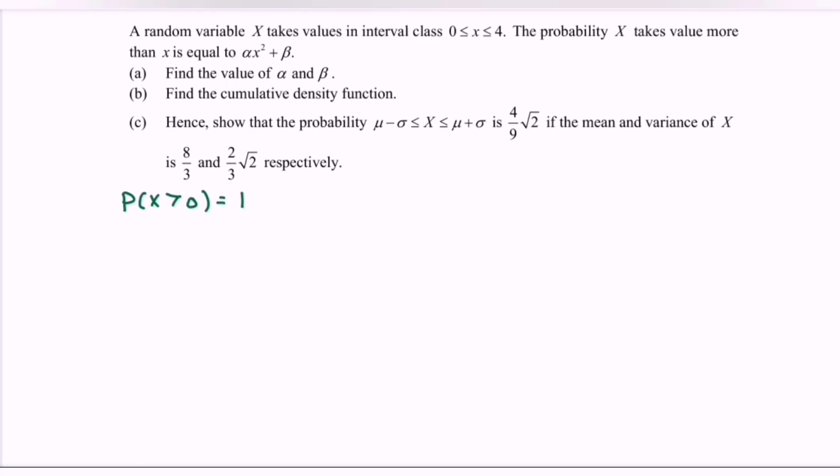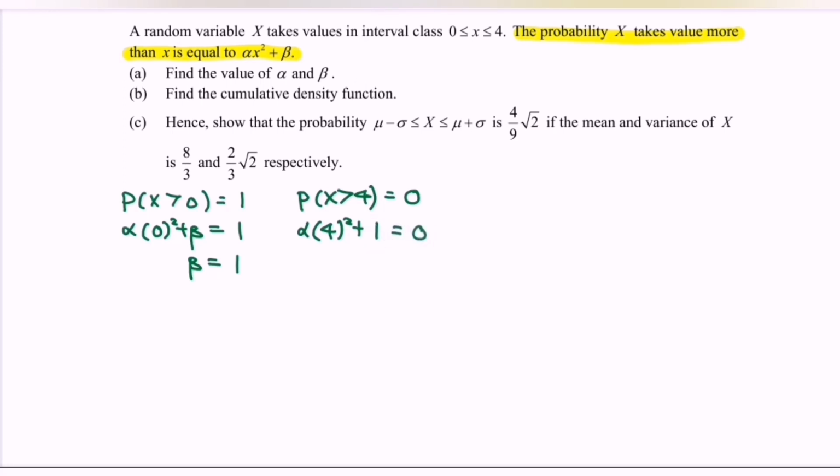So referring to the situation, the probability that x takes a value more than x is equal to alpha x squared plus beta. Kindly substitute: alpha multiplied by 0 squared plus beta is equal to 1. So from here beta is equal to 1. Next, the probability that x is greater than 4 will be equal to 0. So we substitute alpha bracket 4 squared plus beta, which is 1, equal to 0. So we have 16 alpha plus 1 equals 0. So alpha will be equal to negative 1 over 16.